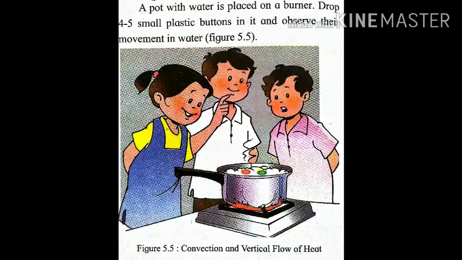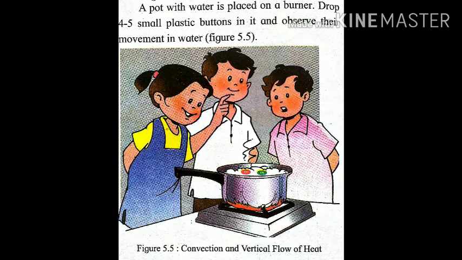In this activity, take a pot with water and place it on a burner. Drop 4 or 5 small plastic buttons in it and observe their movements in water as shown in figure 5.5, convection and vertical flow of heat. In this activity, water expands on heating.